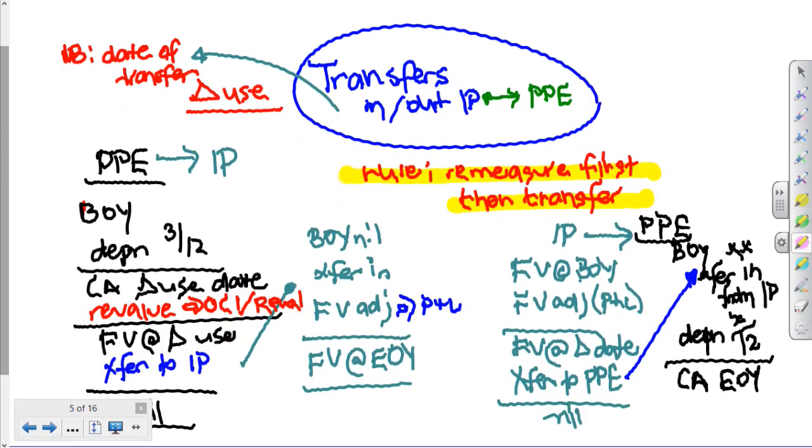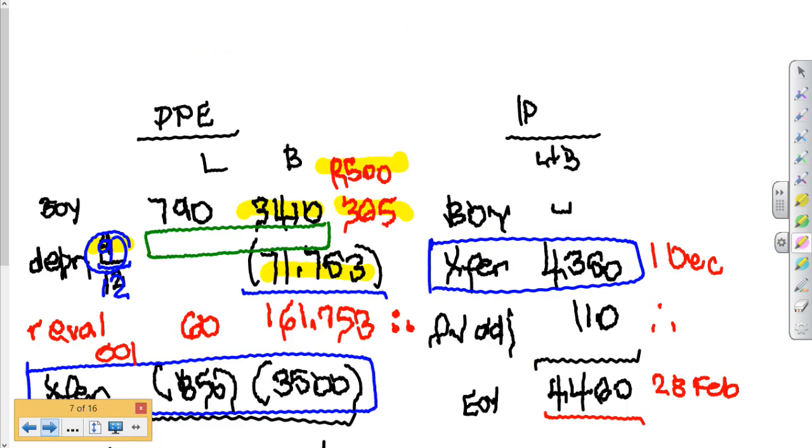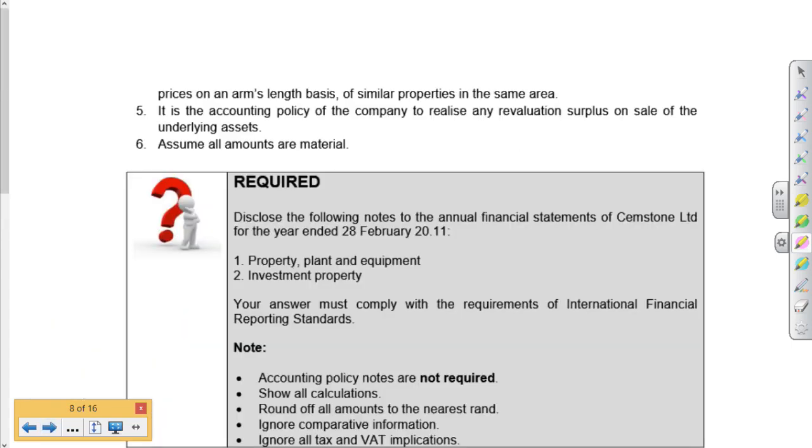Transfers in and out of investment property, the rule is to remeasure first and then transfer. So in PPE, I would first revalue, then transfer. If it was in investment property, I would first do a fair value adjustment and then transfer. That new transferred amount becomes my new cost in PPE. But usually what we see is this first scenario, PPE becoming investment property, but it could happen the other way, where investment property becomes PPE.